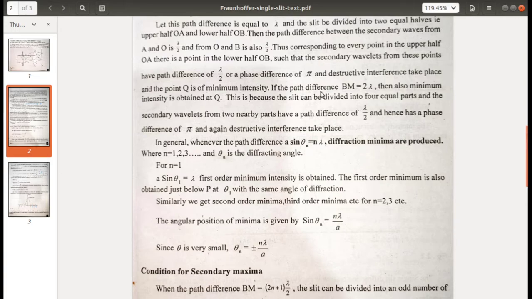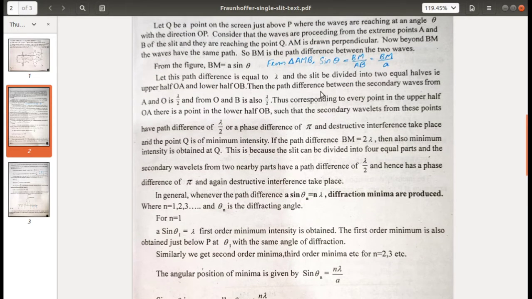If the path difference BM is 2 lambda, then also the minimum intensity is obtained at Q. This is because we now divide the slit into 4 equal parts, and the secondary wavelets from 2 nearby parts have a path difference of lambda by 2, and hence a phase difference of pi, and again destructive interference takes place.